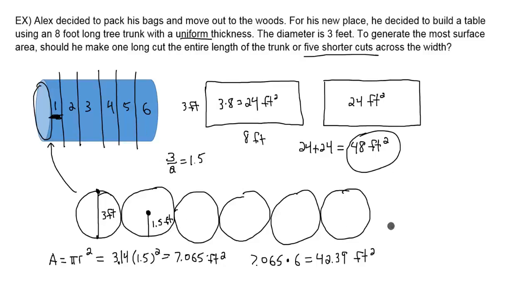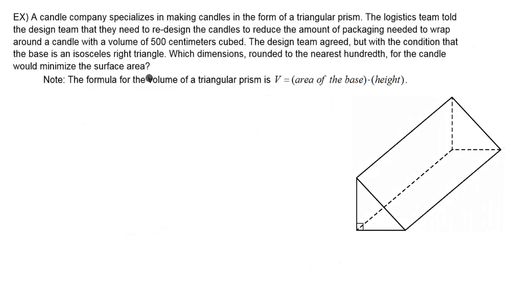So if we add up all these surfaces, we've got 42.39 feet squared, which is going to be a smaller surface area than what we did first, or like the first way when we made that long cut going across here. So it's better that he has more of a traditional looking table with two big long rectangles combined.